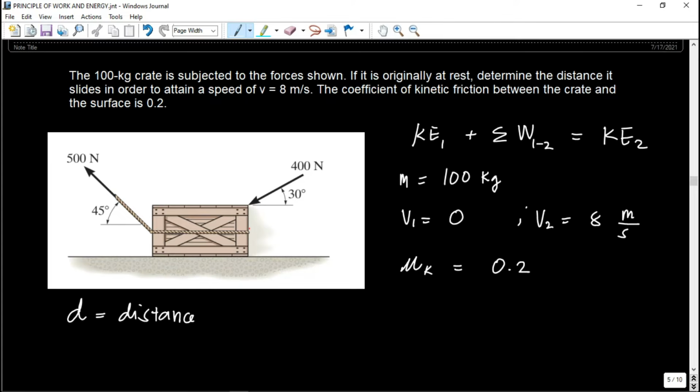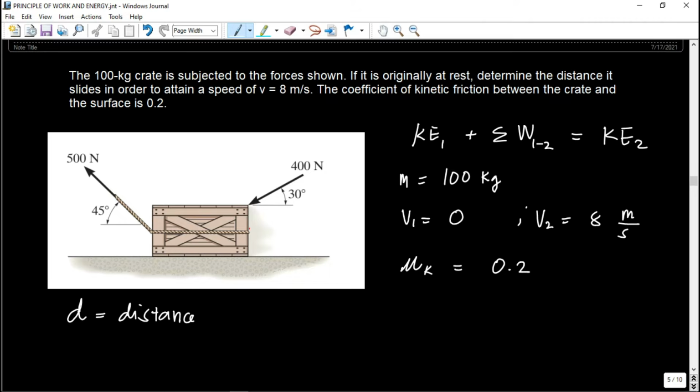Now, let's recall that the only forces that do work on the system are the forces that are going with the displacement. Ibig sabihin, lahat ng forces na same line of direction of the displacement, yun lang ang gagawa ng work. So dito, as we can see in the figure, yung crate natin will move, by analysis, to the left. Gagalaw siya sa left.